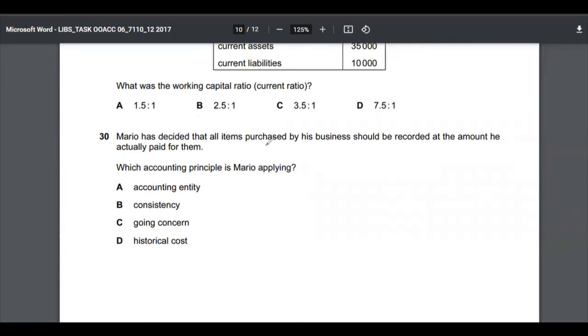Mario has decided that all items purchased by his business should be recorded at the amount he actually paid for them. Which accounting principle is Mario applying? That's simply historical cost, right? So the historical cost principle says that the business should record the amount of purchase, or the cost of purchase of an asset, the same in all the upcoming years, right? So that's the historical cost principle.